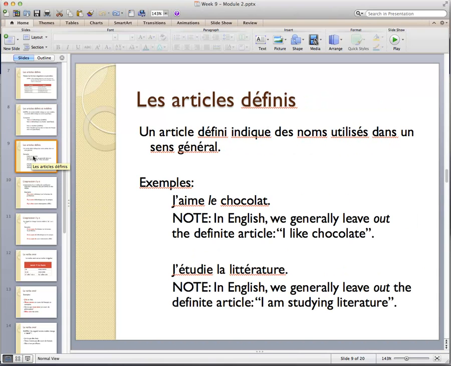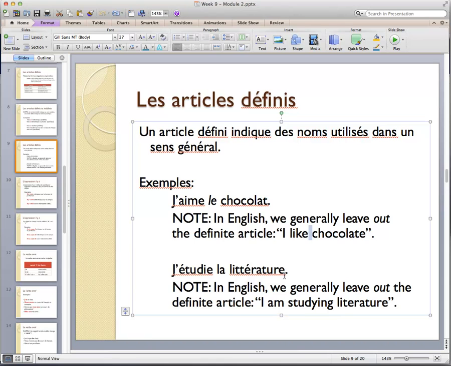One thing that's important to remember is that you always need some sort of article in front of all nouns in French. Remember, a noun is a person, place, thing, or idea. In English you might say, I like chocolate, we don't have an article. We don't say, I like the chocolate. We don't say, I like a chocolate. We just say, I like chocolate.